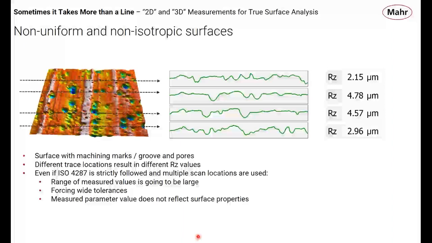Here is a little more real example of that. In this case, we have a surface that has a couple of different things going on. We have some machine marks. Those are those grooves we can see running north to south on the screen. But we also have these pocks, or these pores, these indents on the surface as well. So we have at least two different processes that have happened to this surface.